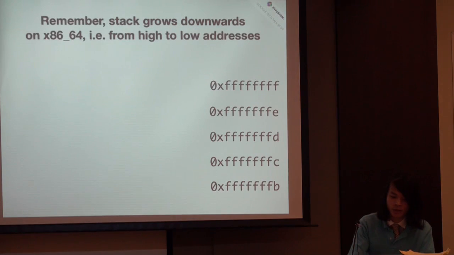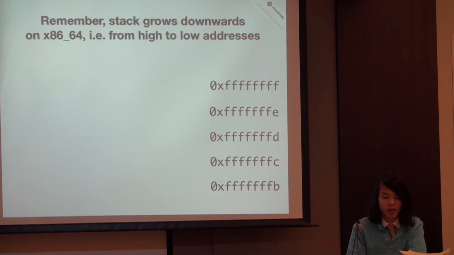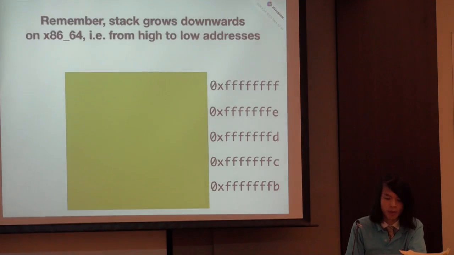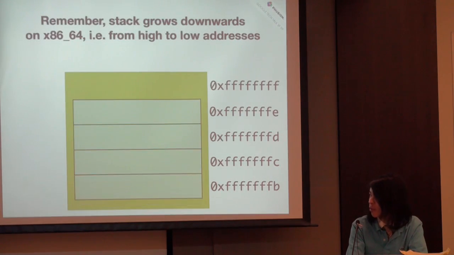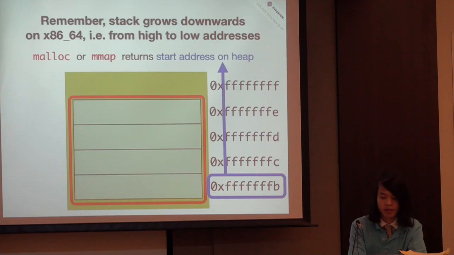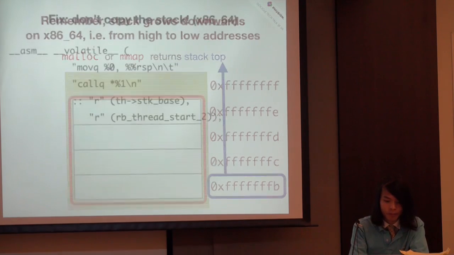Before we dive into that, it's good to do a little refresher, because on x86-64, you have to remember that the heap grows upward, from low address numbers to high address numbers. The stack, however, grows from high address numbers to low address numbers. So as you can see, the heap grows upwards, whereas the stack grows downwards. So if we allocate some memory on the heap, using either malloc or mmap, it will give us a pointer to that address, and that address is actually the stack top. Just a small implementation detail.